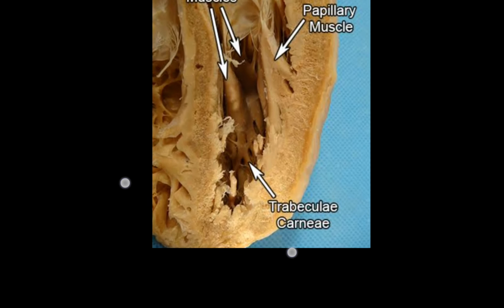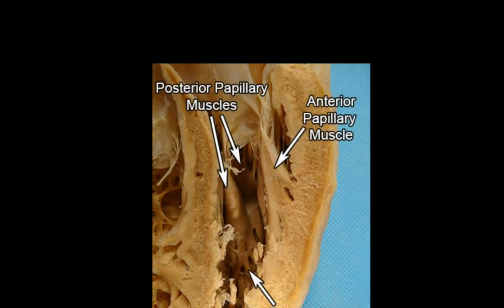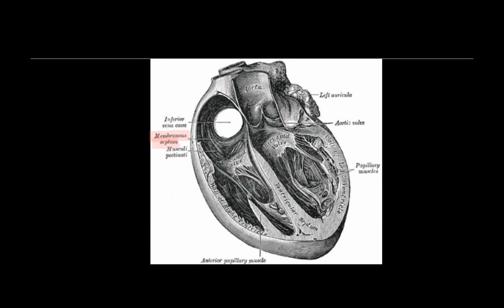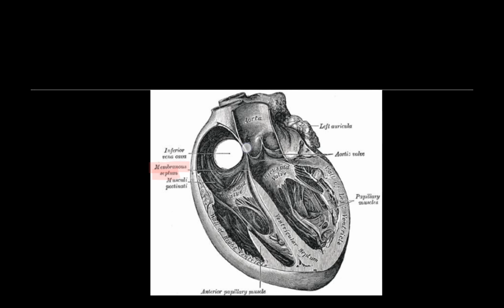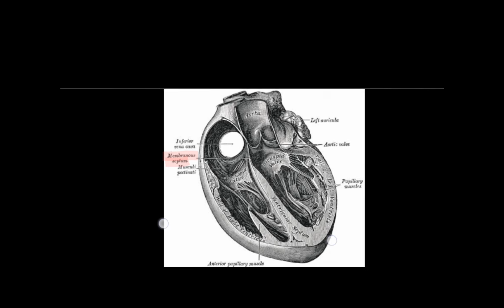Then next we see the image. This is an image of the papillary muscles. These are trabeculae. This is the anterior papillary muscle, and those which are not prominently visible are the posterior papillary muscles in the heart. Then next, see, this is the septum. This is the membranous septum and here we have the muscular septum. And these are the papillary muscles, anterior and posterior.